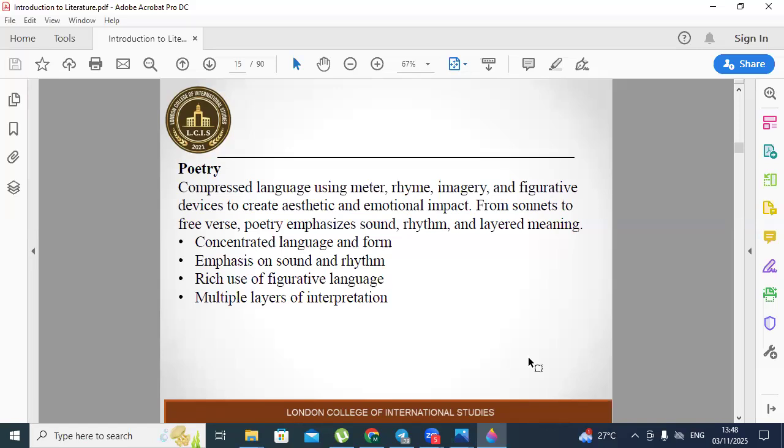Emphasis on sound and rhythm. Poetry is meant to be heard even when read silently. The sounds of words, their vowels and consonants, the rhythm, the music contribute to meaning.